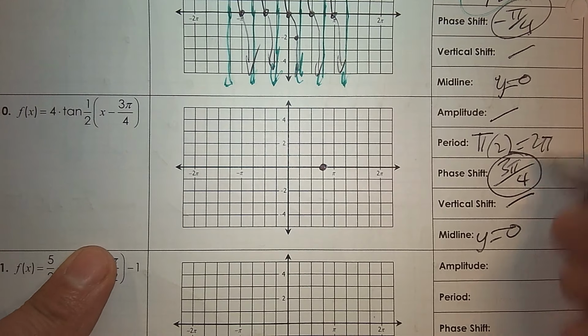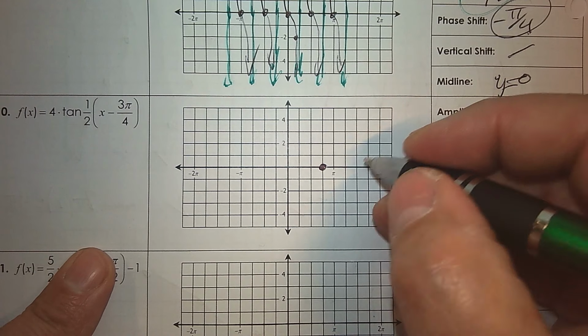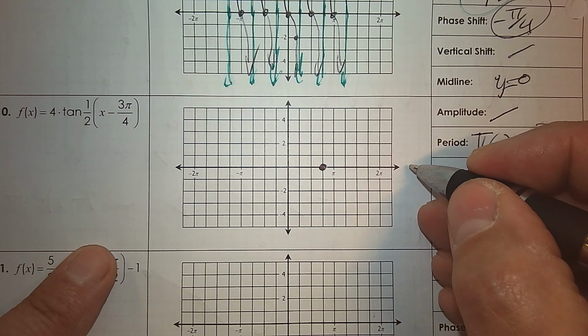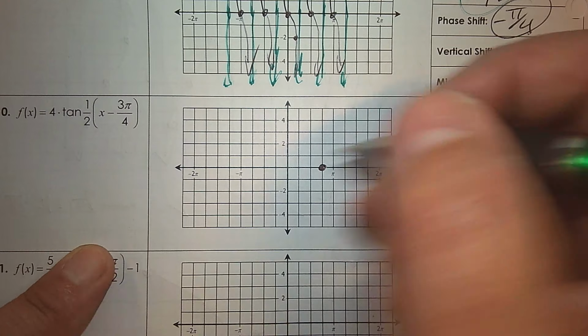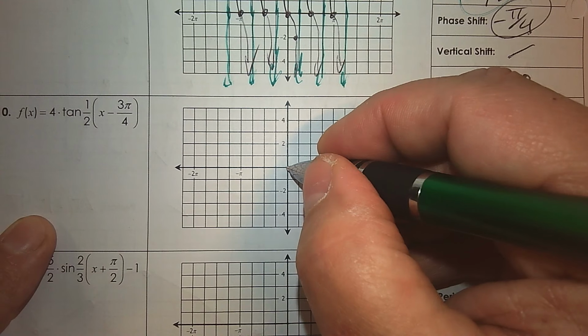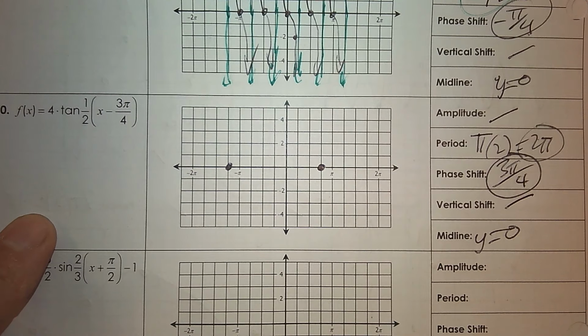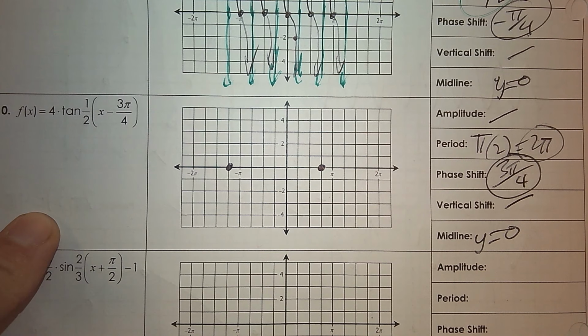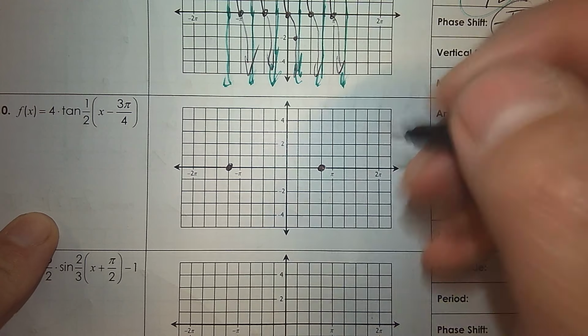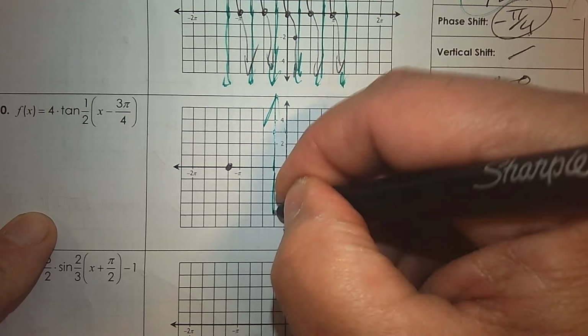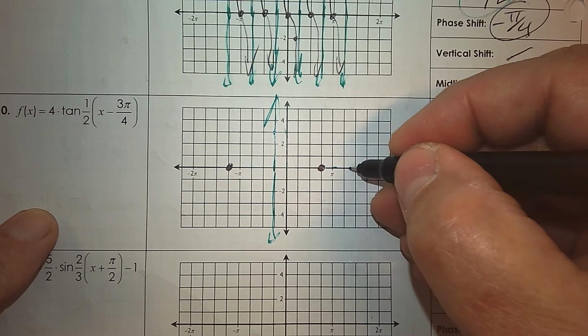Then I apply 2 pi for the period, which is 8 boxes to the right. So I can't do it to the right, but I can go 8 boxes to the left. That's 3, and 5 is there. So there are my 2 points of inflection exactly in the middle. So if I count 4 boxes to the left is an asymptote. 4 boxes to the right.